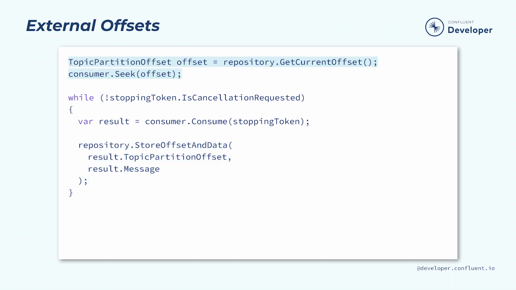However, this is a complicated solution because we're managing our offsets manually. When we start our consumer, we'll need to load the last offset and seek to the correct location. We also need to manage partitions and rebalances ourselves. Sometimes this is necessary, but we should try to avoid it if we can.